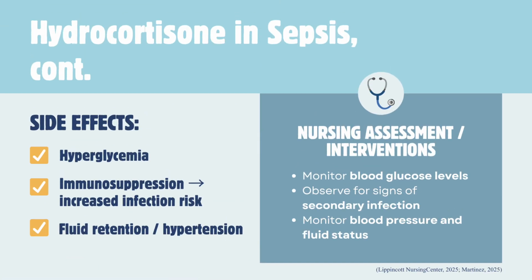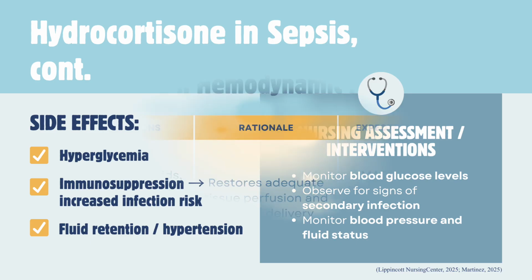Hydrocortisone use in sepsis can lead to several important side effects, including hyperglycemia, immunosuppression, which increases the risk of secondary infections, and fluid retention that may contribute to hypertension. From a nursing perspective, blood glucose levels should be closely monitored due to the risk of steroid-induced hyperglycemia. The patient should also be observed for any signs of new or worsening infection. In addition, blood pressure and overall fluid status should be assessed regularly to identify fluid retention and maintain hemodynamic stability.